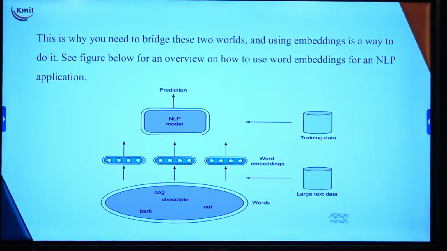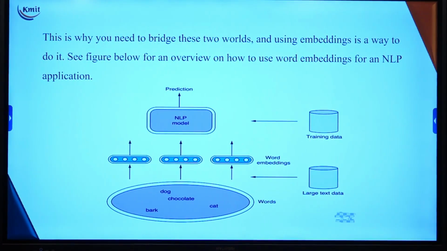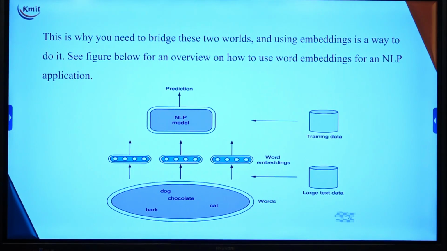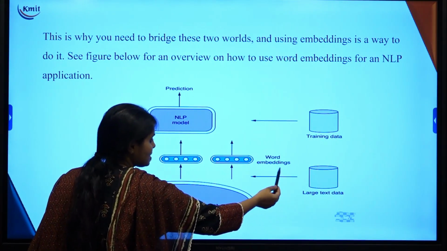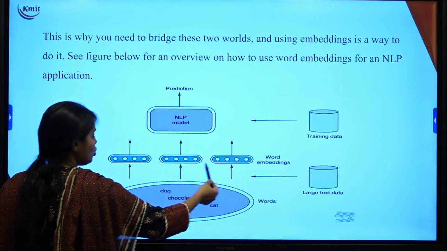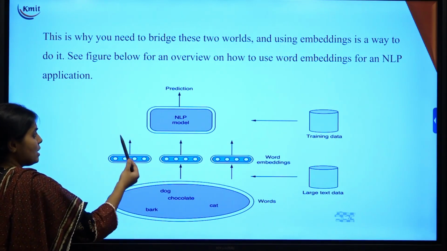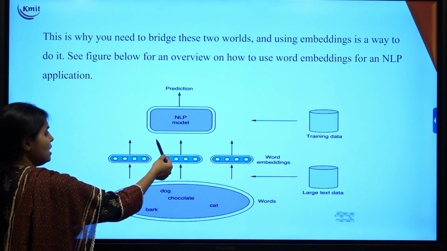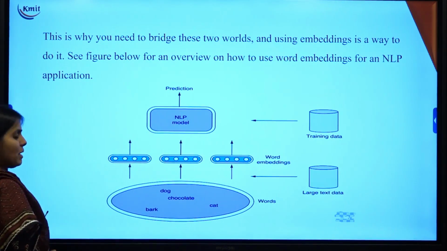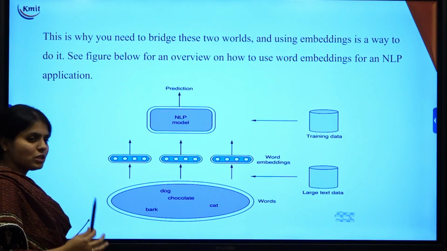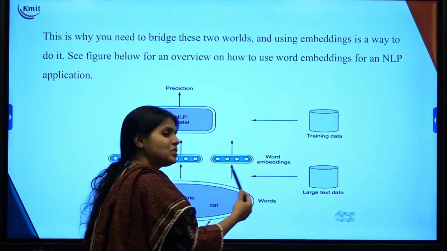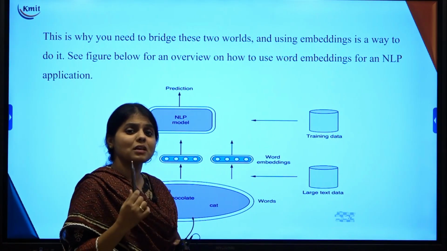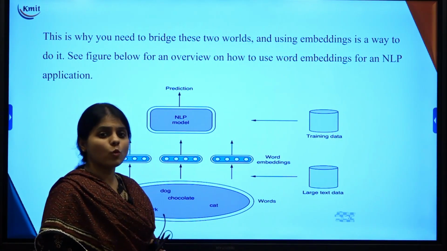As you can see, this is a figure which will give you a clear picture or overview of how we use word embeddings for NLP applications. When you have large text data, we convert that text data into word embeddings, that is words. Now we give these word embeddings as an input to the NLP model. Based on the training data, we get the prediction. So the first and foremost thing that we do is take the large text data as input and convert it into words or word embeddings.